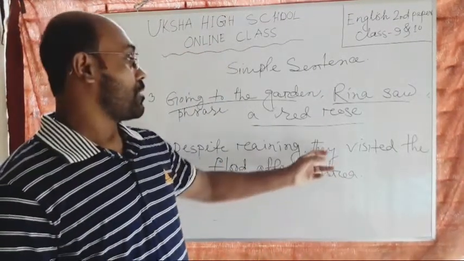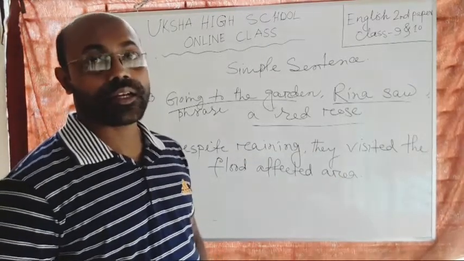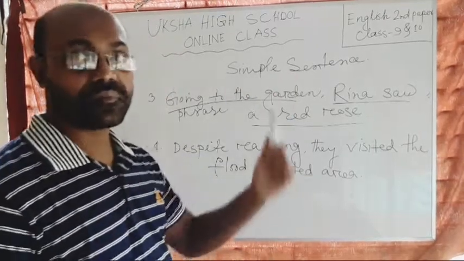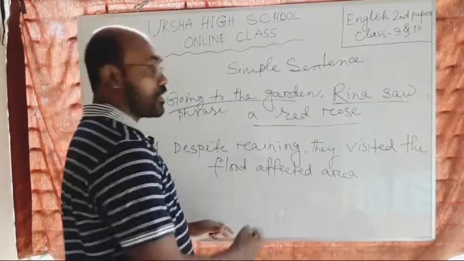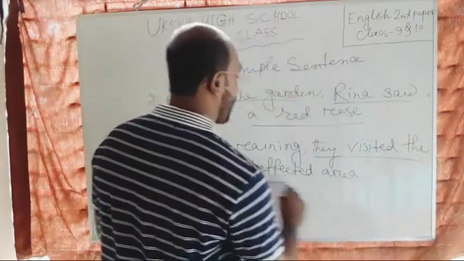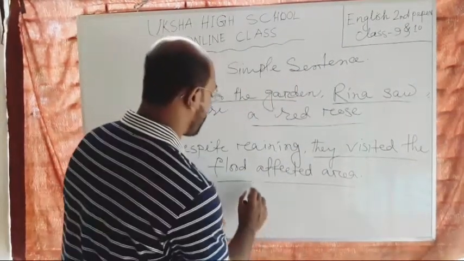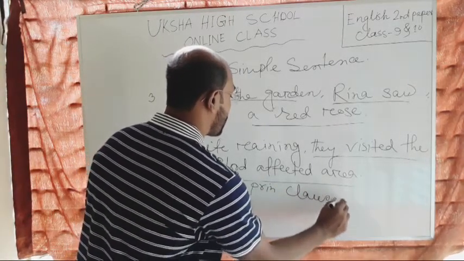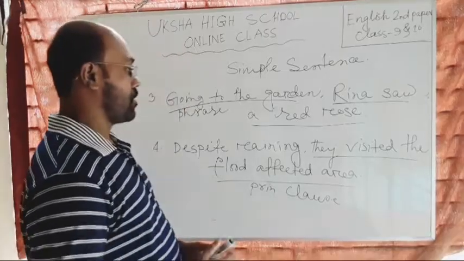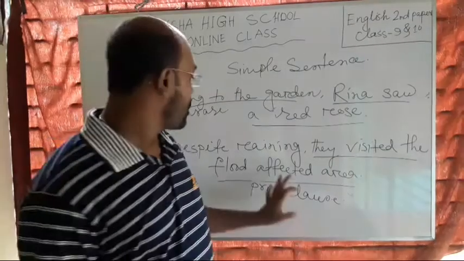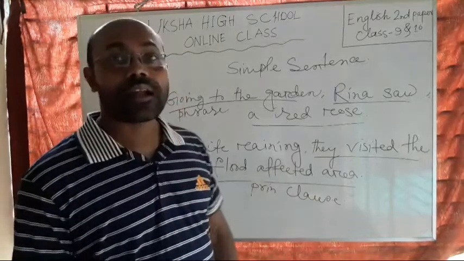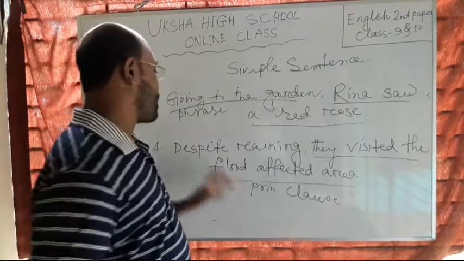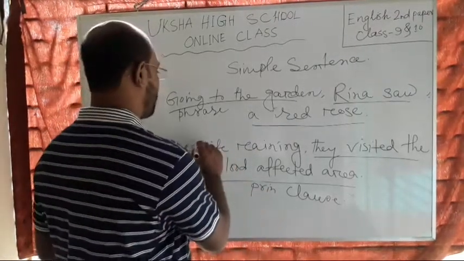Despite raining, they visited the flood affected area. This is an example of a simple sentence. In the sentence, "they visited the flood affected area" is the principal clause. This part is the principal clause, and "despite raining" is a phrase.